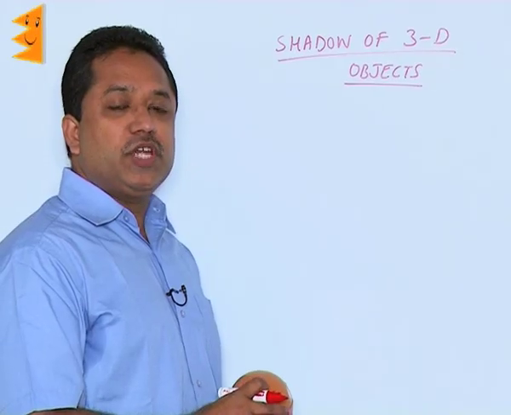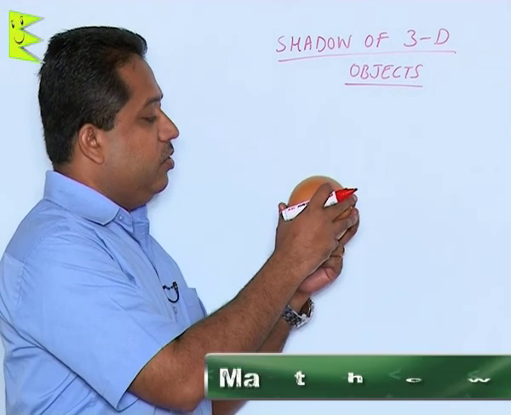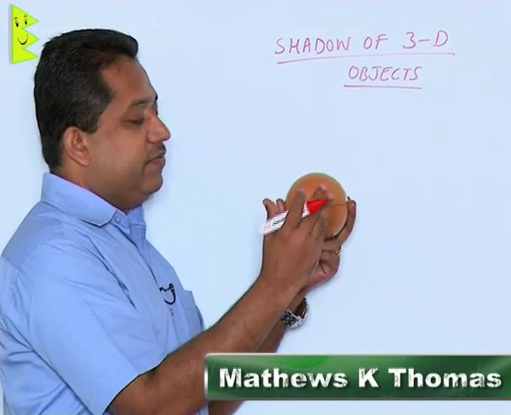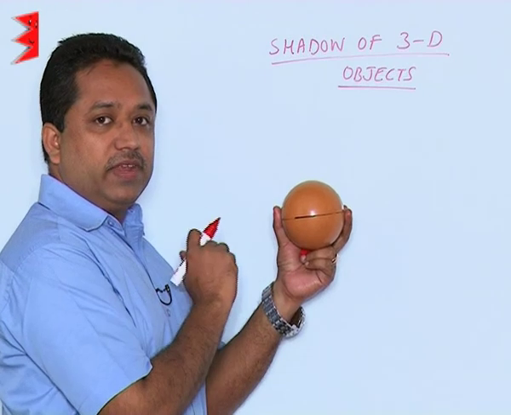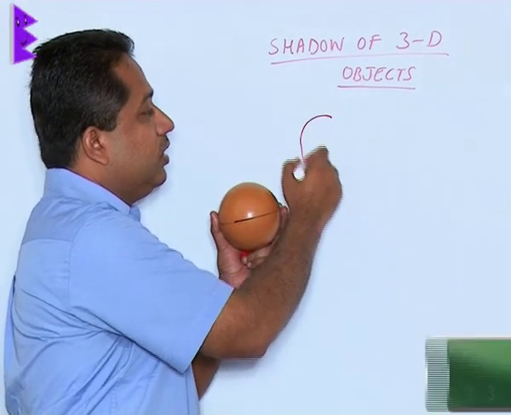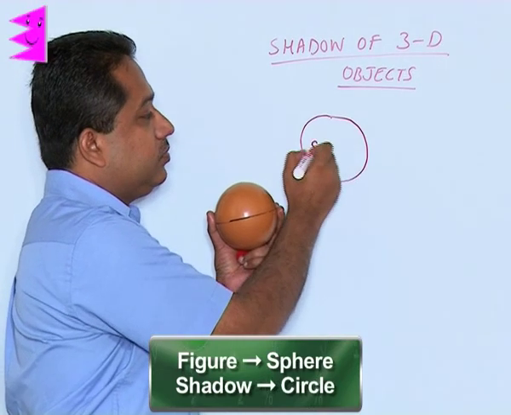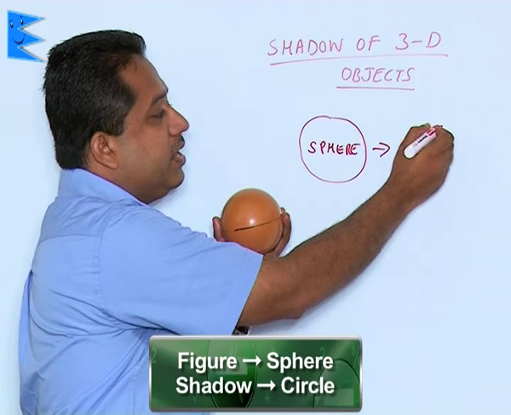Now let us see the shadow of some 3-dimensional objects. Now this is a sphere. If you look at the sphere and you put light from here, then the shadow that is going to be formed will not be spherical, it will be in the form of a circle. So the figure is a sphere, the shadow obtained will be a circle.